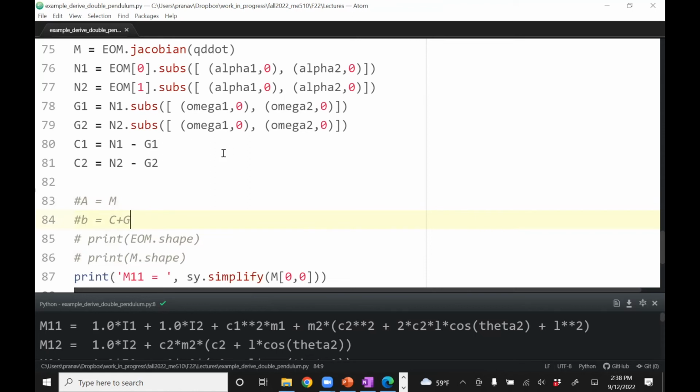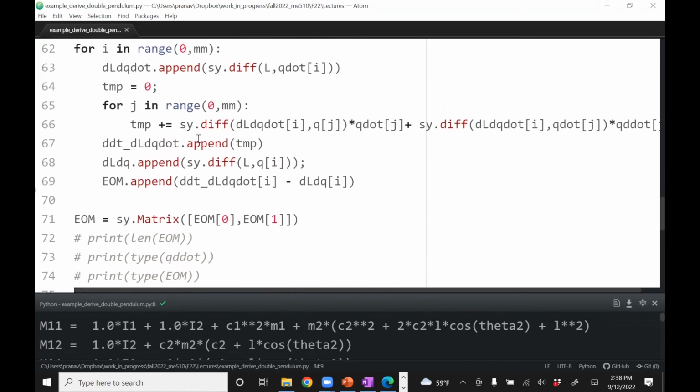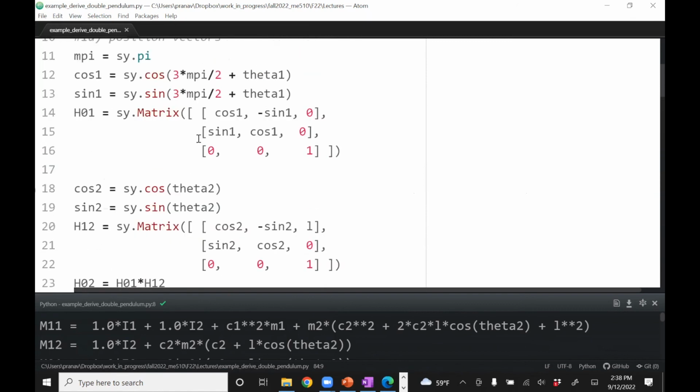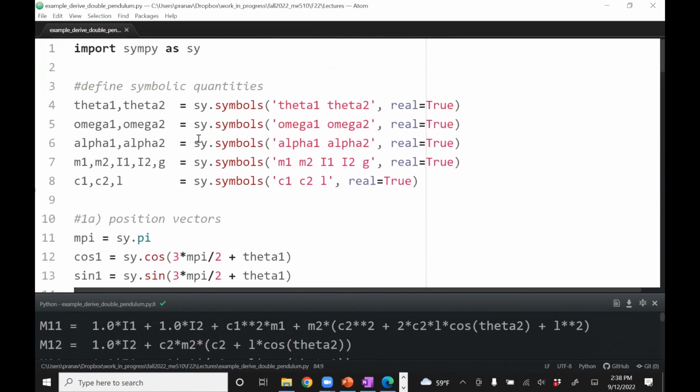I wrote C plus G because it turns out that the B term, the right-hand side, is split into two parts. One is due to gravity, that comes in G, and one is due to what they call Coriolis force, which involves accelerations, and so that will come in C. Some people prefer writing it that way, some people just keep it as B. But it's not important here. In this course, it's enough to have them as B. If you're doing some control, then you might want to differentiate between them.